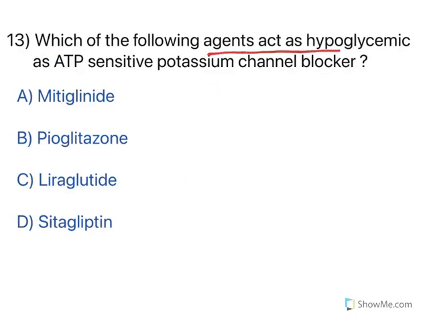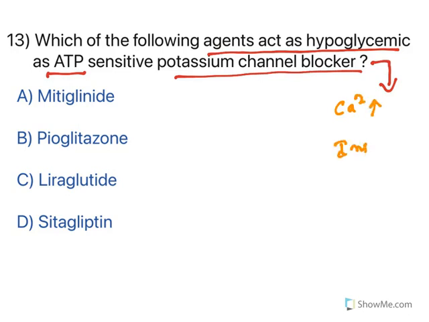Now, which of the following agents acts as a hypoglycemic as an ATP sensitive potassium channel blocker? When the ATP sensitive potassium channel is blocked, calcium levels are increased, and this releases insulin. So these drugs will be acting as insulin secretagogues, and Mitiglinide and Nateglinide act in this manner. The remaining drugs have a different mechanism of action. So this is the drug of choice.